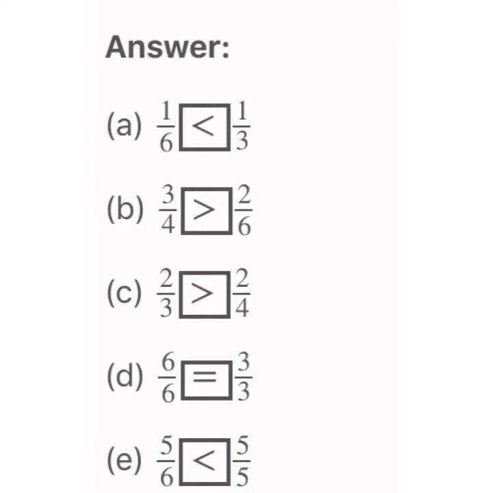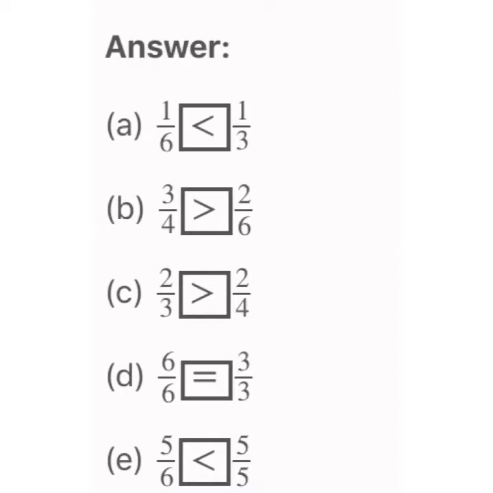Now children, third one, 2 by 3 and 2 by 4. Here the numerators are same but the denominators are different. So see the figure third, here you can see 2 by 3 and you can see 2 by 4 in figure number 4. So children, which one is greater? Yes, 2 by 3 is greater according to the figures given, and according to the rule also 2 by 3 is greater because the fraction with less denominator is greater when the numerators are same.